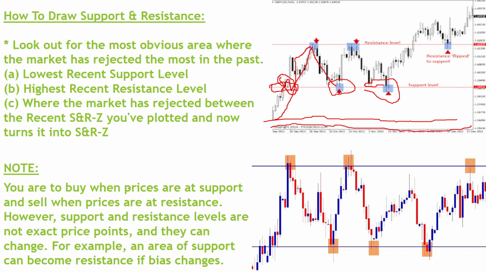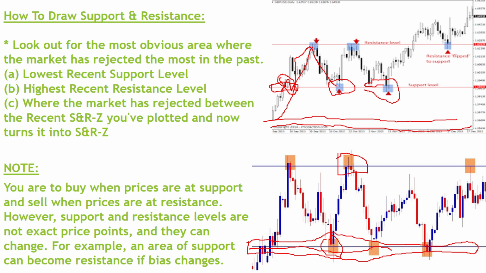Note, you are to buy when price is at the support level and to sell when price is at the resistance level. You have to wait for price to get to your support level, which is this. Remember, it's a zone, not the line, the zone. So when you plot it out with your line, then you use your tool to draw the zone. When price gets to your support zone, you buy from that place. And when price gets to your resistance zone, you sell from that point.